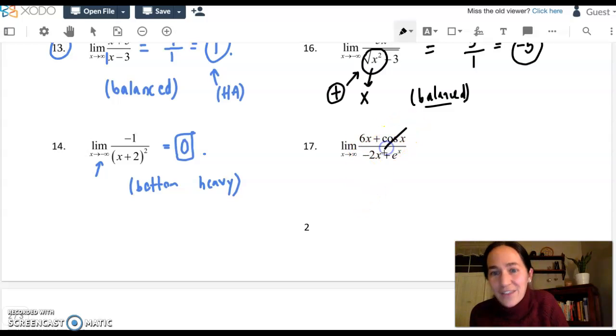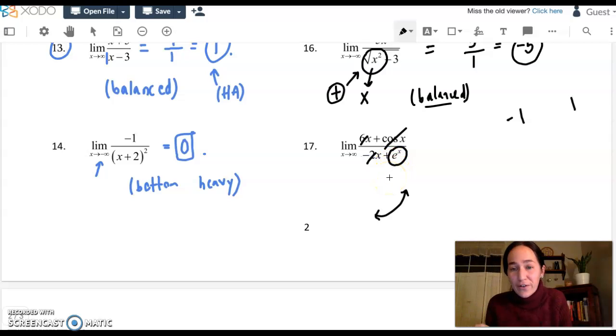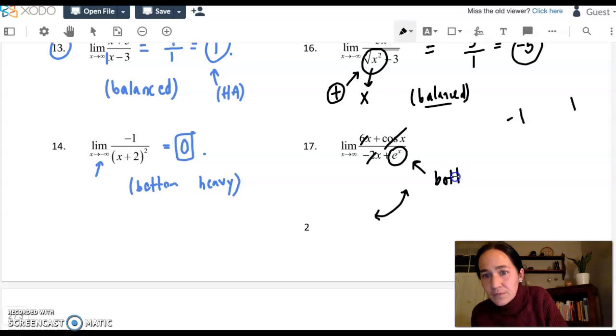Cosine needs to be out of the running. Cosine stays between negative 1 and 1. It's very tame, never gets too big, never gets too small. These two guys are good candidates. They look pretty balanced, but I feel like it's e to the x. That's much more powerful exponential growth. I'm going to wipe out these linear terms. I'm going to say the winner is on the bottom of the function. This is going to act bottom heavy. And for our last solution, an easy answer is just like all bottom heavy rational functions, the limit's going to be 0, just like the HA would be 0.